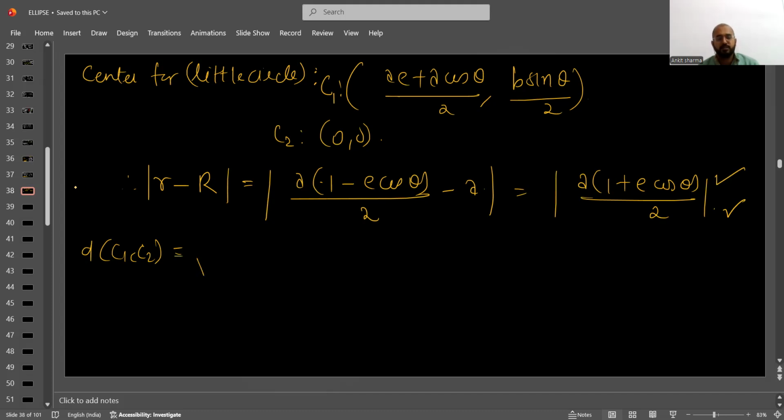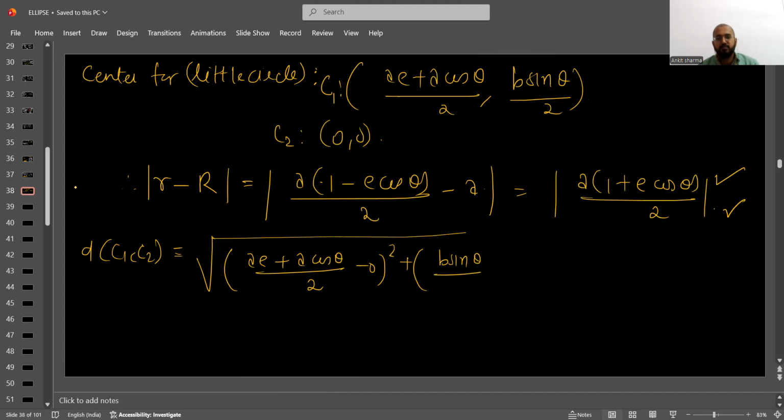The distance between the centers we can now find out. So let's go ahead. This turns out to be the square root of (a plus a cos theta by 2 minus 0) square plus (b sine theta by 2 minus 0) square. This is the distance between their centers.